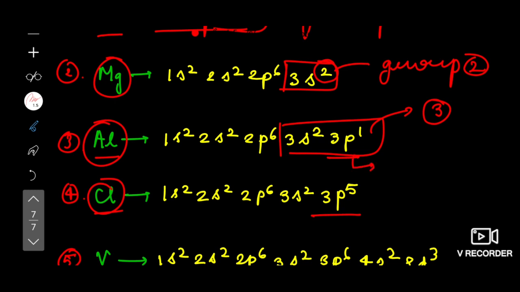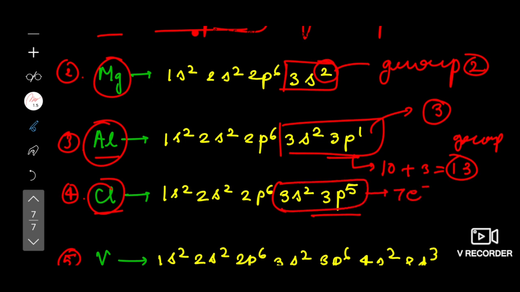Then for the prediction of the group of that element, the formula used is 10 plus 3, which is 13. Then 13 is the group of aluminum. Similarly, for chlorine, in the valence shell there are 7 electrons. For the prediction of group, the formula is 10 plus the number of valence electrons, that is 7, and this is 17. So the group number of chlorine is 17.